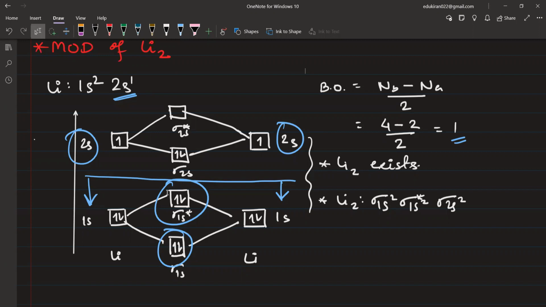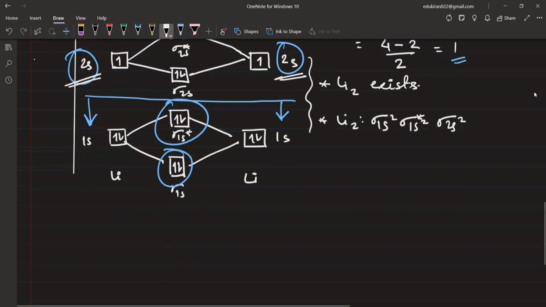Now, the guys who were listening here, please listen. So what I can do is ignore the core shells, right? These atomic orbitals are in the core shells. This 1s is not taking part in the bond formation. The bond is formed only via valence orbitals, or we can say the valence shell atomic orbitals. Similarly, we are going to draw the MOD of beryllium.